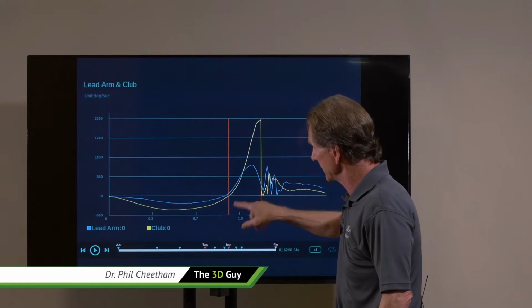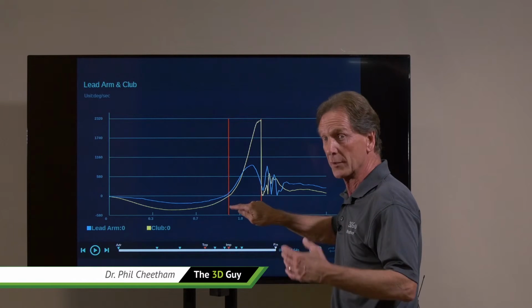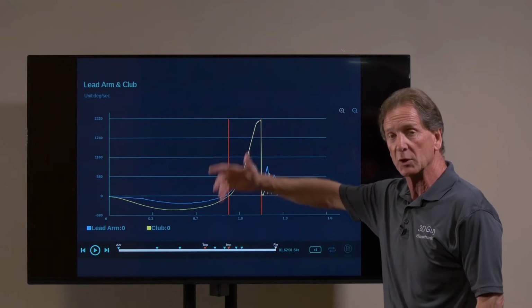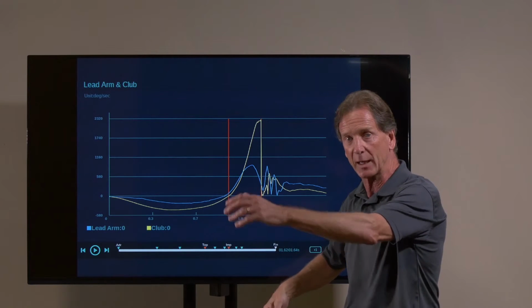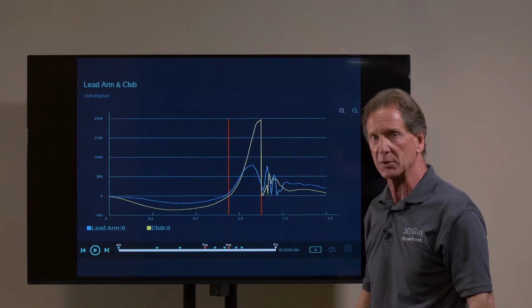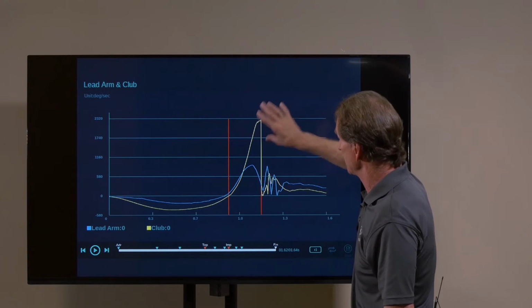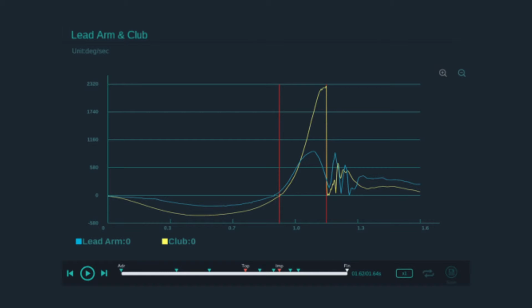So if we look at the transition area right here, we see that the blue curve, or the lead arm, transitions before the club does. So we would call that downswing loading or float loading. The wrist angle would actually be decreasing and loading the wrist and allowing it to release a little bit more rapidly.